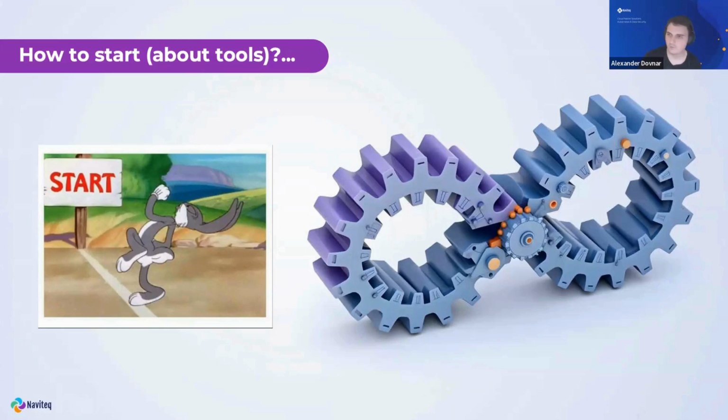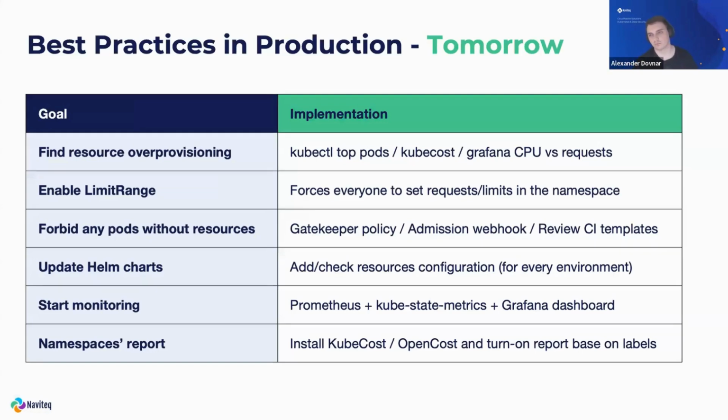A few more slides and we can move to questions and answers. First, what we can do tomorrow. First of all, execute kubectl top pods and analyze what you have. Compare usage, requests, limits. If you have a cluster with multiple namespaces used by multiple teams, enforce limit range, configure resource quotas, and start rejecting any pod without defined resources as a baseline. And install monitoring if you don't have it.